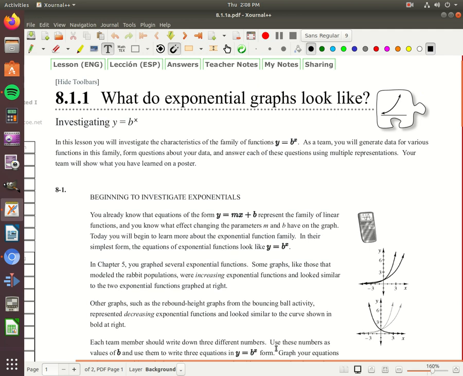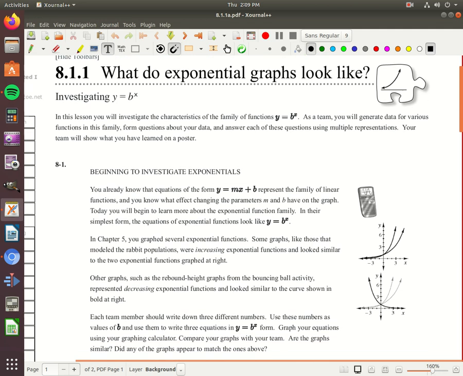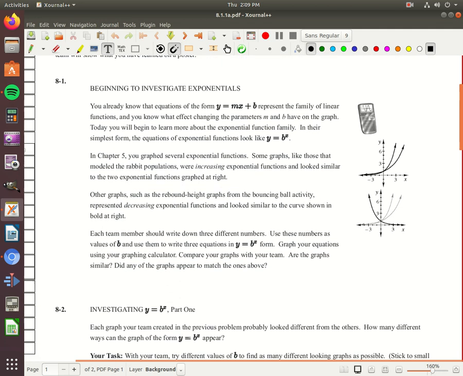So in this lesson, you'll investigate the characteristics of the family of functions y equals b to the x. As a team, you'll generate data for various functions in this family, form questions about your data, and answer each of these questions using multiple representations. Your team will show you what you have learned on a poster. So, beginning to investigate exponentials.